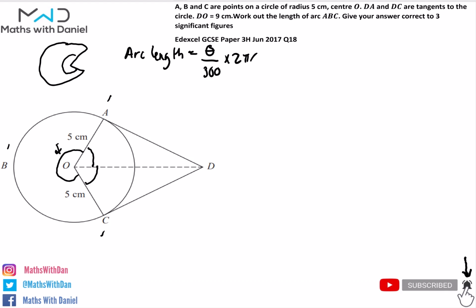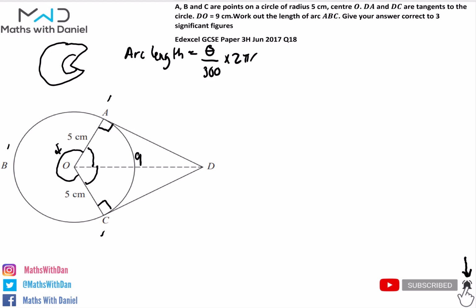Well, if you go back to the question, it says that DA and DC are tangents to the circle. So if I'm seeing circles and hearing tangents, automatically my mind has to go to circle theorems, which say that the radius of a circle and the tangent meet at right angles, in other words, 90 degrees. So at this point here we have an angle of 90 degrees, and this is also an angle of 90 degrees. And then they've told us that DO equals 9 centimeters, so here we have 9.